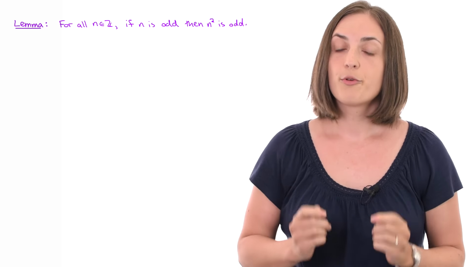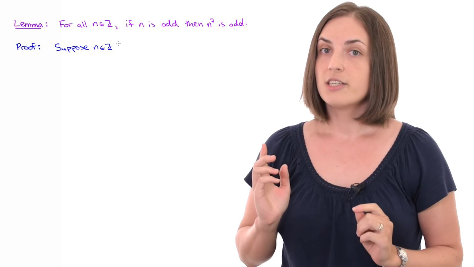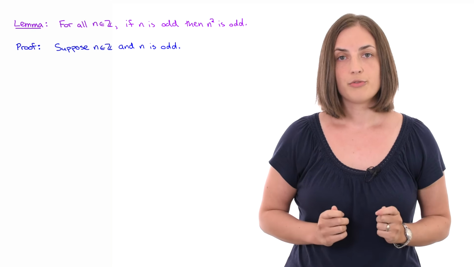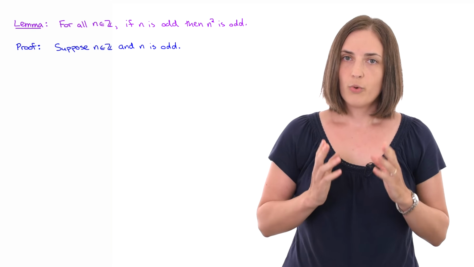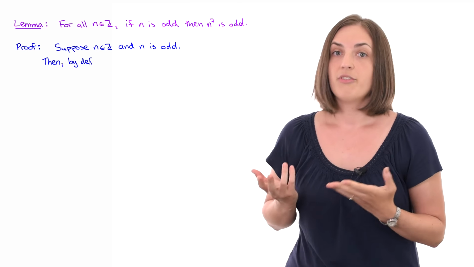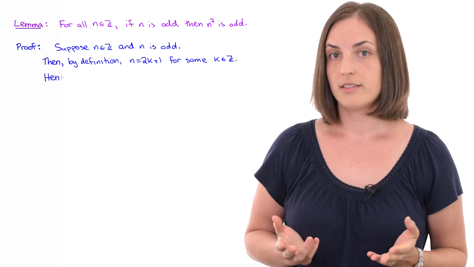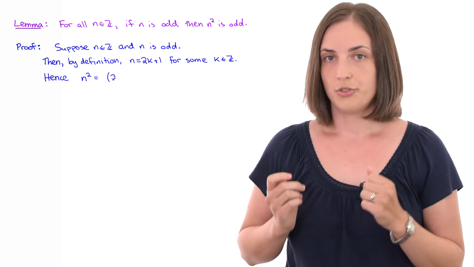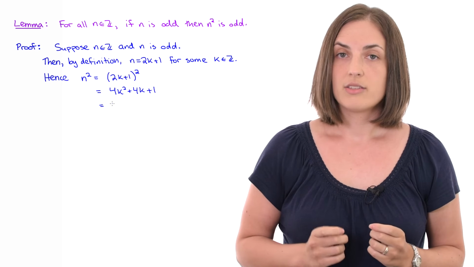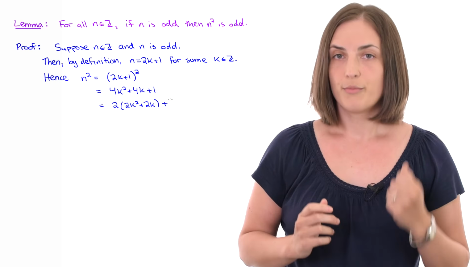So now let's go ahead and prove this lemma by direct proof. Our first step is to say, suppose n is an integer and n is odd. So we've done the first step of a direct proof, but now what can we get our hands on? Well, we know that n is odd, so we can use the definition. We will say, then by definition, n is equal to 2k plus 1 for some integer k. Hence, n squared is equal to (2k plus 1) squared. So we can expand this out and rewrite this as 2 times (2k squared plus 2k) plus 1.